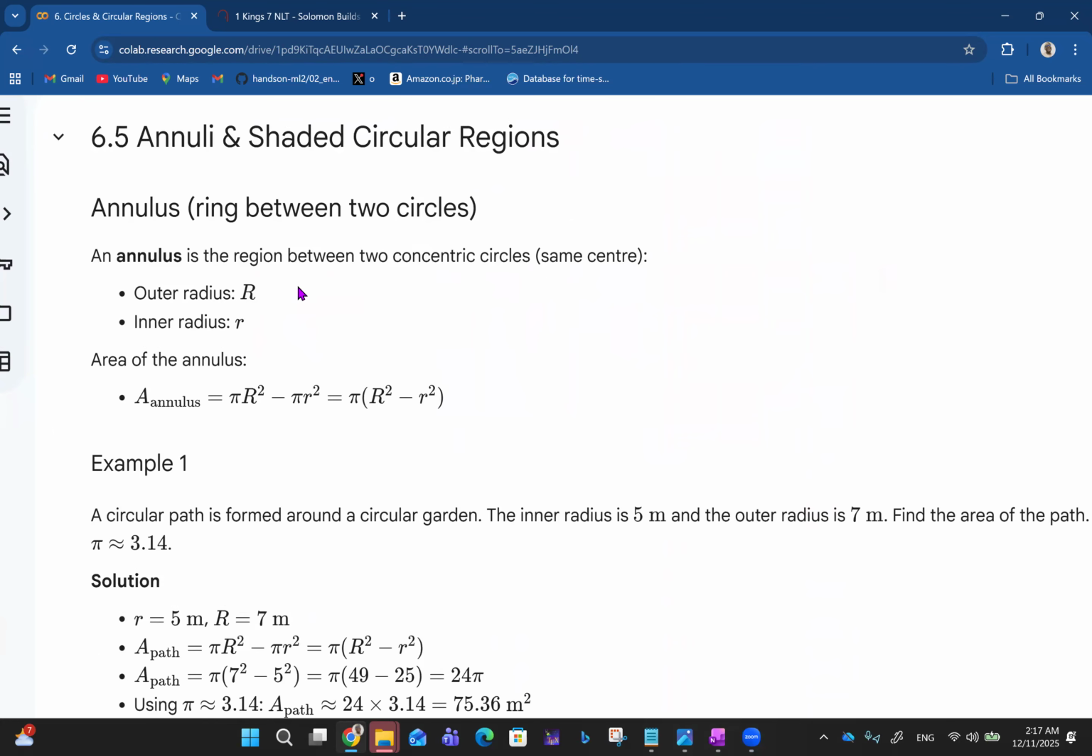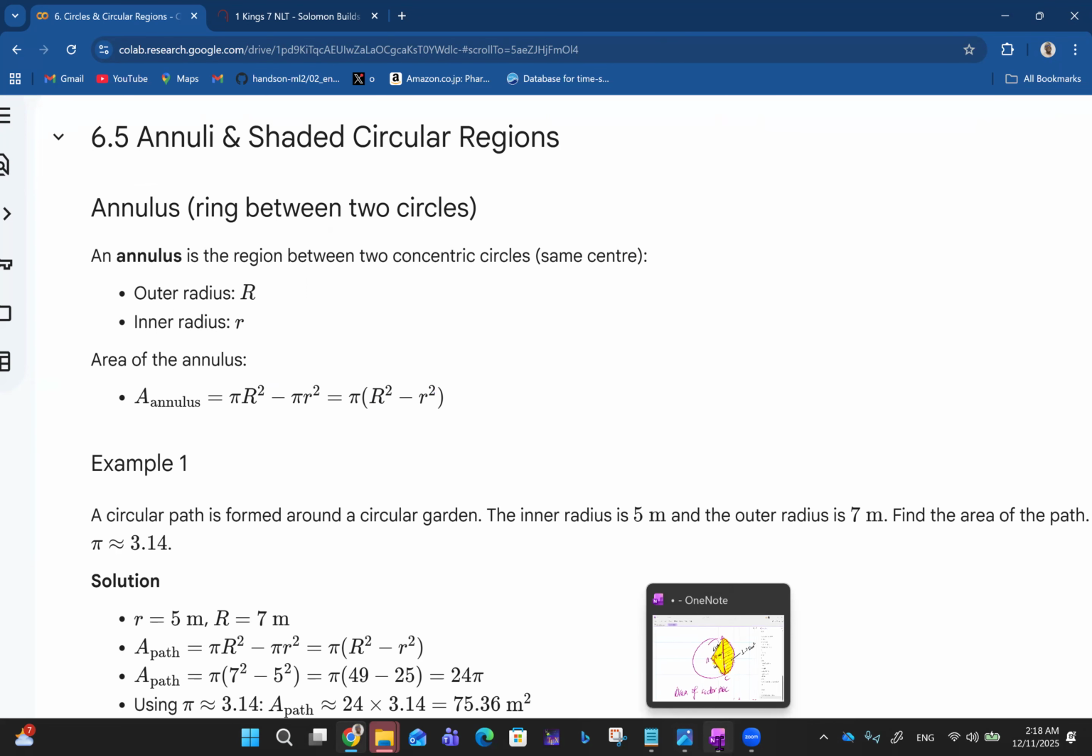So, annuli and shaded circular regions. For an annulus, you have a ring between two circles. An annulus is the region between two concentric circles, and they have the same center. You have an outer radius big R and an inner radius small r. The area of the annulus is usually pi R squared minus pi r squared, which is pi into R squared minus r squared. I think I need to demonstrate that.